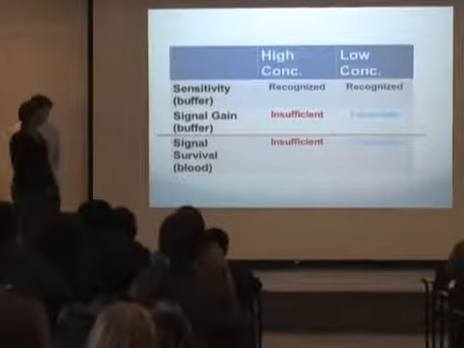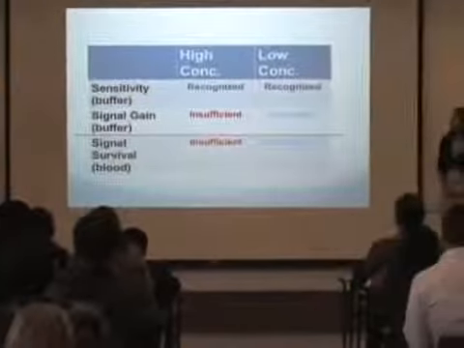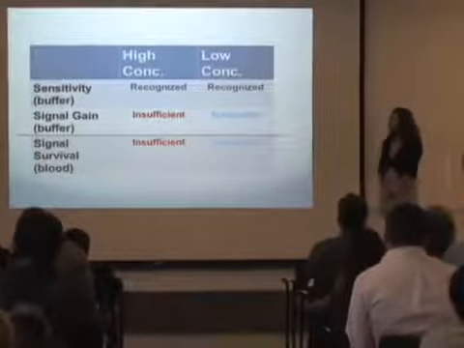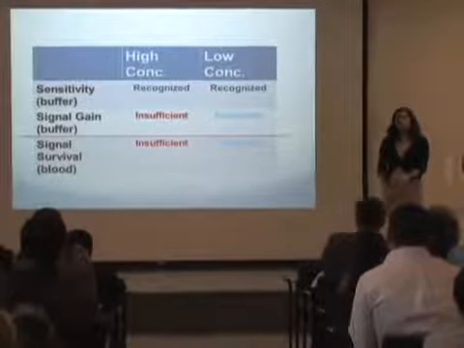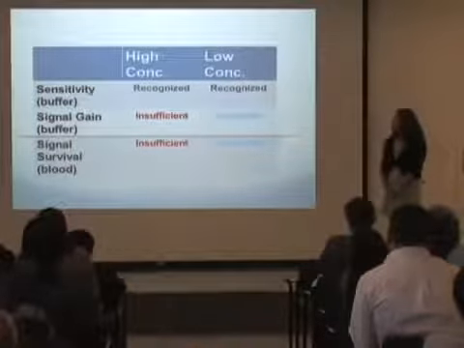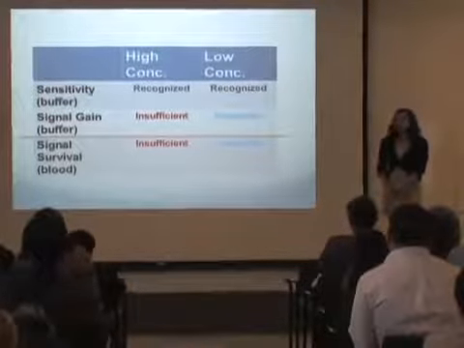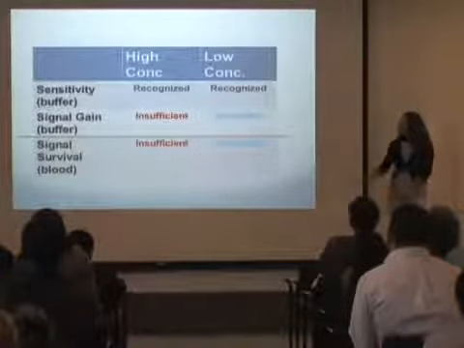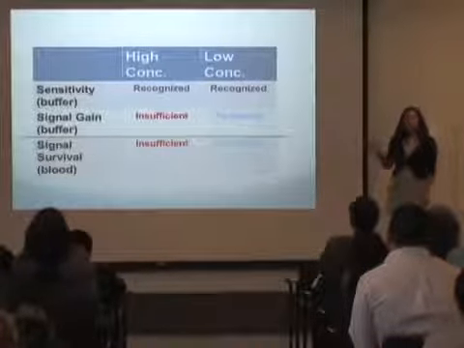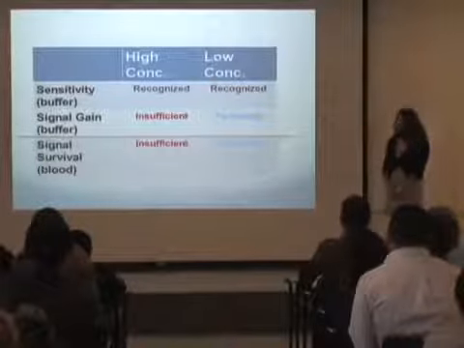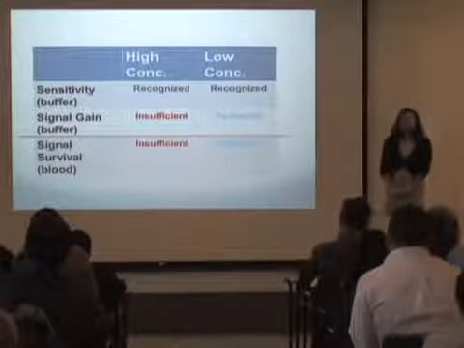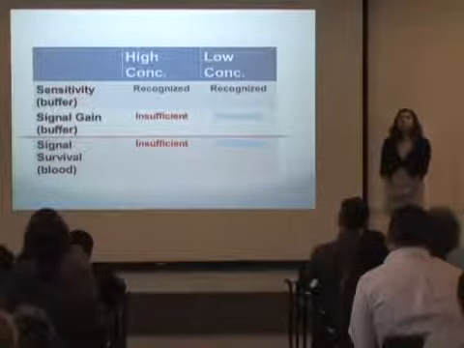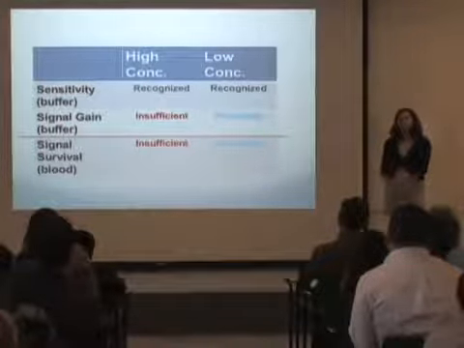First, when we tested our electrodes in buffer, we found that the sensitivity, which is the lowest concentration detected by our sensor, was recognized in both high concentration and low concentration. And our signal gain, which is the highest percentage found when drug is added, was favorable in the low concentration. When we tested it in blood, we also found that the low concentration sensor was more favorable for signal survival. So overall, our low concentration sensor worked better in buffer and in blood.